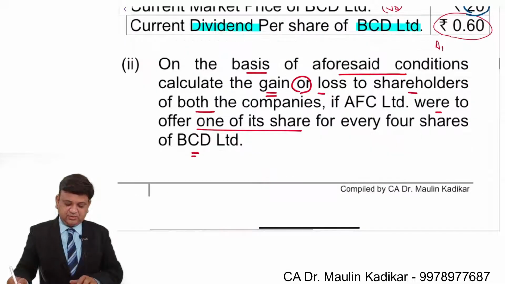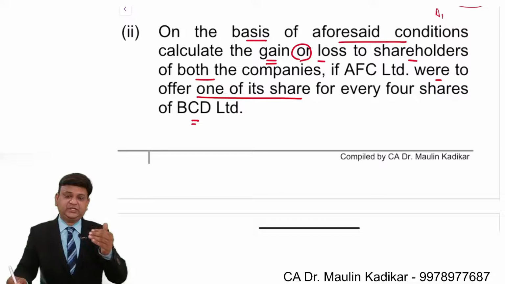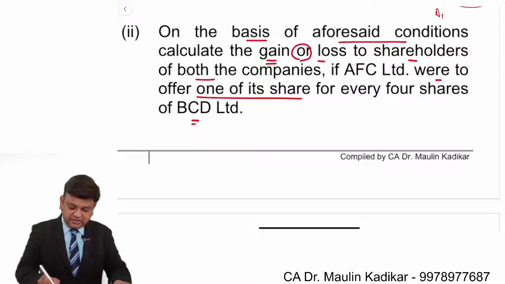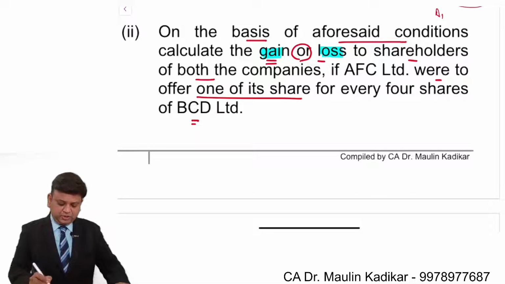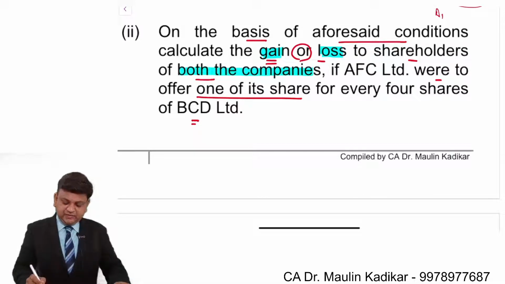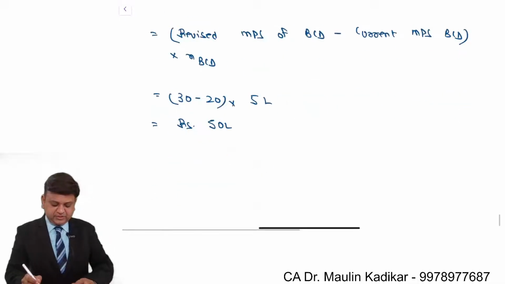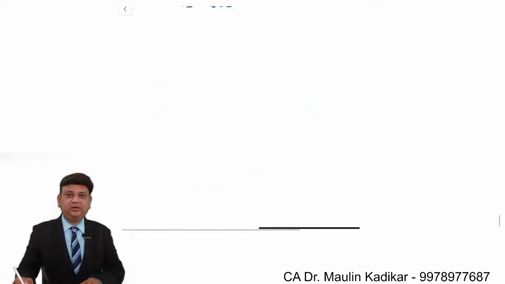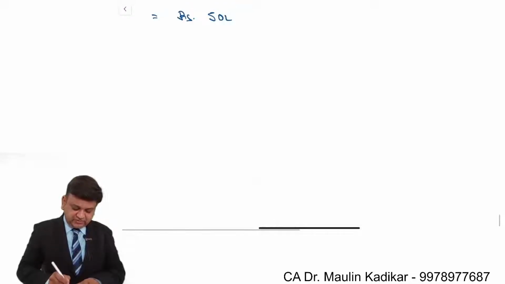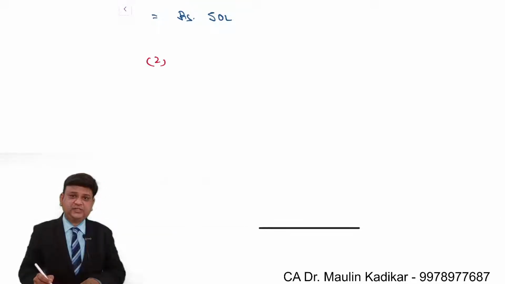Second part of the question: on the basis of aforesaid conditions, means taking the above information in continuation, calculate gain or loss, that is in short NPV, to shareholders of both the companies if AFC were to offer one of its shares for every 4 shares of BCD Ltd. It means that in the second part of the question, we are required to calculate the NPV to both the companies, and the consideration is provided in the form of equity shares. So I request all of you to write down the answer along with me. Answer for the second part of the question.